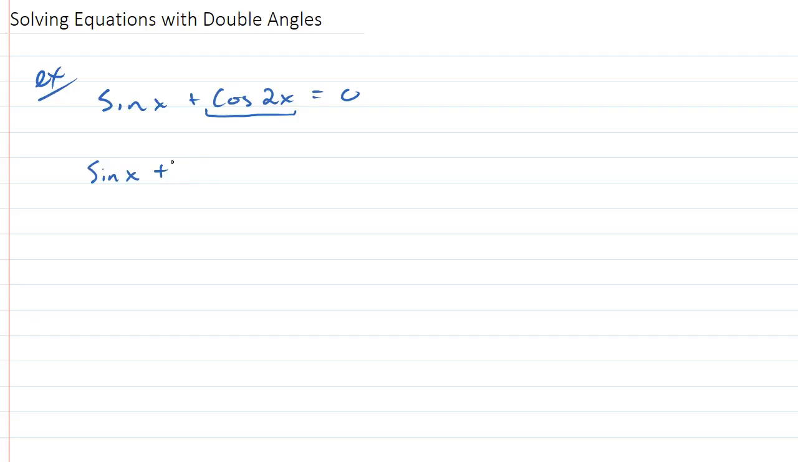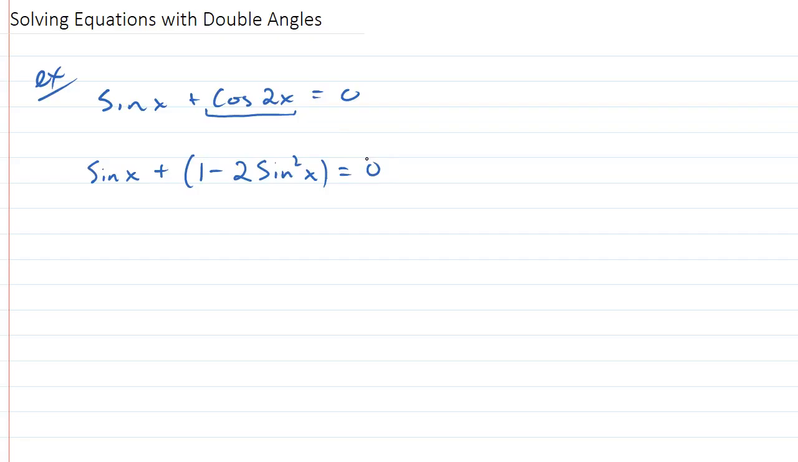And what leads me here is that there's already a sine involved. So I want to change it over so that it's only sines involved. So just remember there are three identities for cosine of the double angle, and the one that involves sine is going to be this.